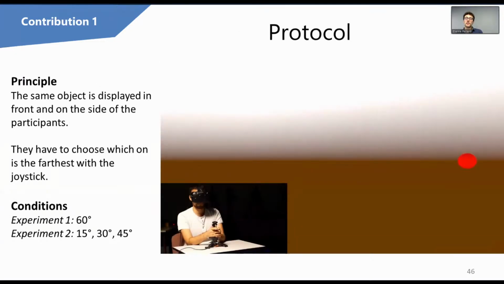The protocol was similar for all those experiments. First, the participants can see one object in front of them and one on the side. The objects were presented one after another in a random order. Then, participants had to choose which one was the farthest. One object was always at the same position, and the other one can be farther or closer. The color of the sky was used to communicate with the participants without any written sign that could impact distance perception. For the first experiment, the object on the side was placed at 60 degrees, right or left, and in the second experiment, it was at 15, 30, or 45 degrees.